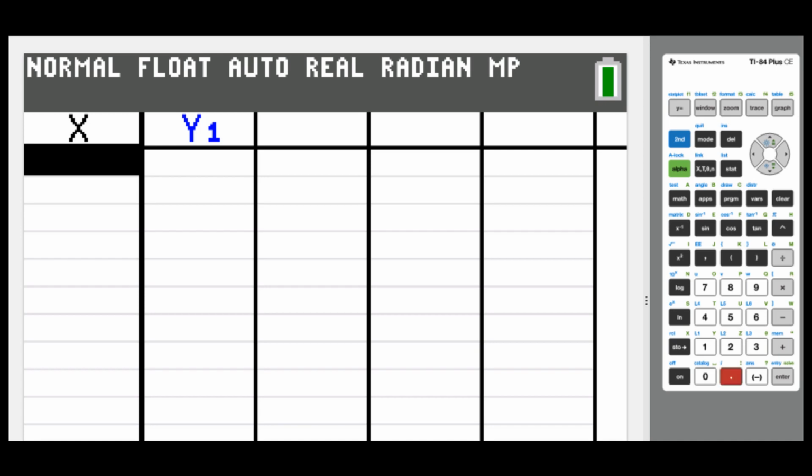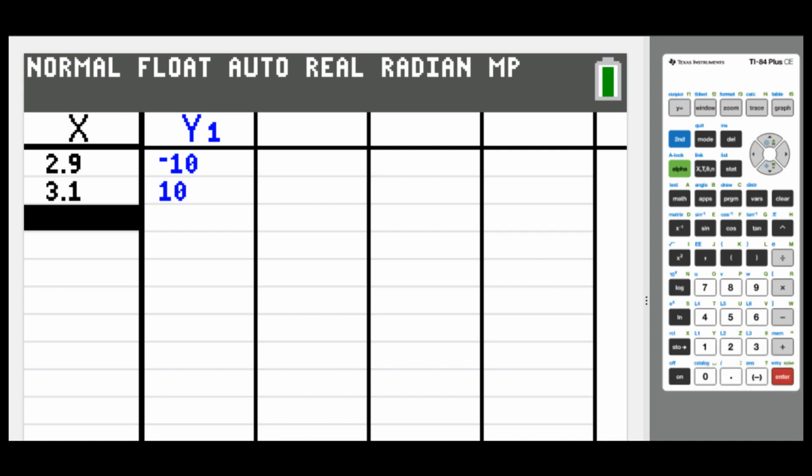Let's begin with 2.9. Press enter, and we get an output of -10. So let's just try from the right side, and I'll do 3.1. Press enter. That's a +10. That's kind of interesting. Now let's move a little bit closer than 2.9 from the left side. So we'll do 2.99, and the output is -100. Boy, it's getting real small real fast.